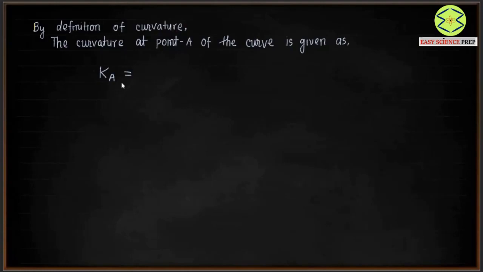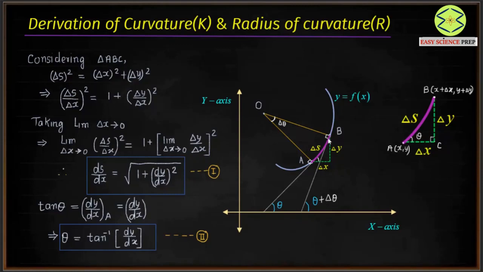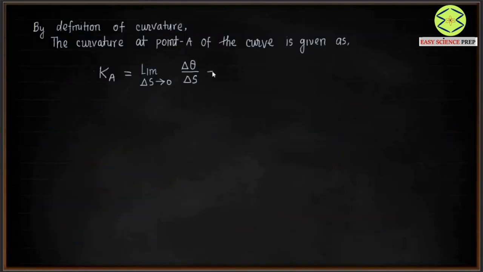So ka is given as limit delta s tends to 0, delta theta, the change in direction, by delta s, that is the change in length. So we have considered this curve and we have found the change in direction is delta theta between point A and point B, and the change in length is delta s of the curve, here you can see, and we have made delta s very small so that we find out the change at particular point A. So we have taken delta s tends to 0. So this is nothing but, friends, d theta by ds.